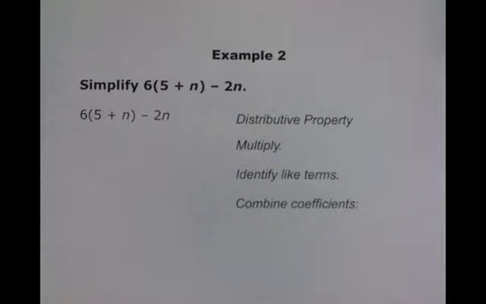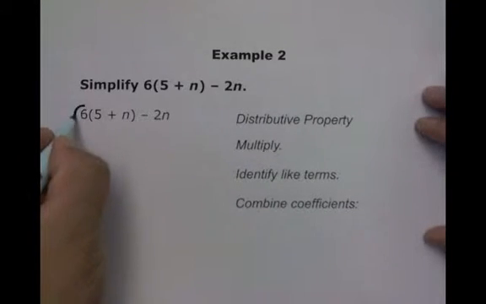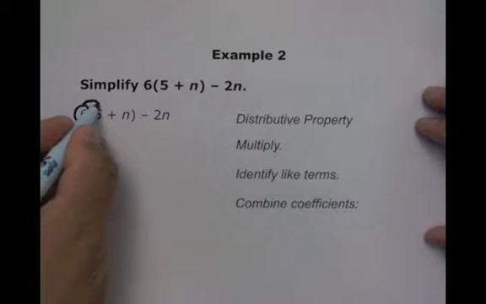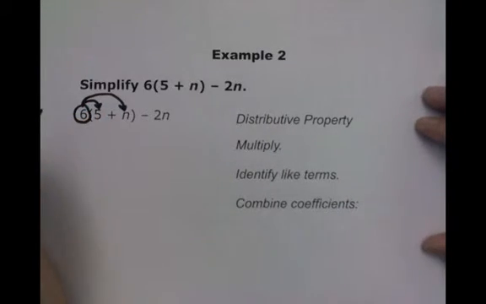Example 2 for combining like terms. Simplify 6 parentheses 5 plus n end of parentheses minus 2n. So the first thing we have to do is use distributive property before we can even combine like terms. So in this case, we have to distribute the 6 to the 5 and then the 6 to the n.